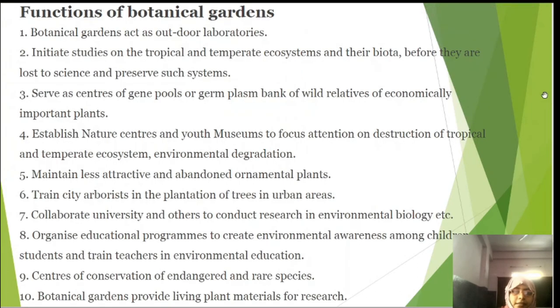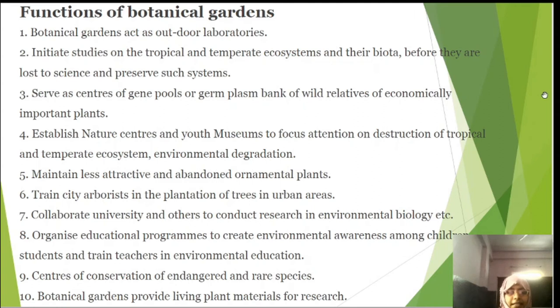Next, the functions of botanical gardens. They act as outdoor laboratories, many different kinds of laboratories present outdoors. They initiate studies on tropical and temperate ecosystems and their biota before they are lost to science, and preserve such systems. Before they are lost, we can take extinct species and grow them in a particular area. They serve as centers for gene pools or germplasm banks, nothing but growing hybrids of economically important plants.